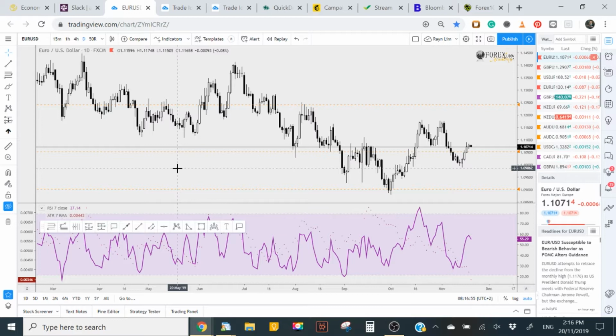Alright, so just to let you know, I use a fixed lot size, meaning I trade a fixed amount until the refresh of a new month. Be it a new equity high, that means a new balance high, or a new equity low if the previous month is making losses, then I'll scale down my lot size, my trading size.